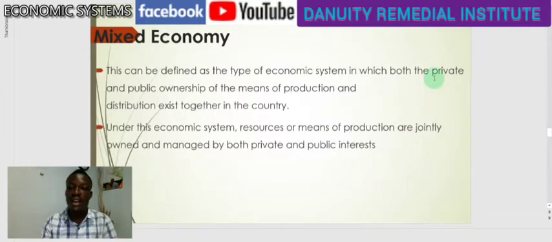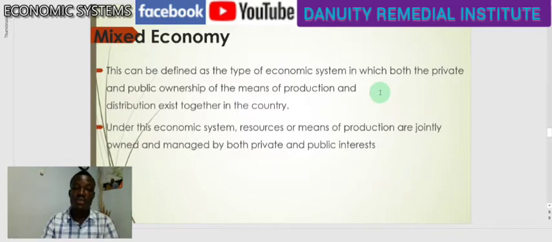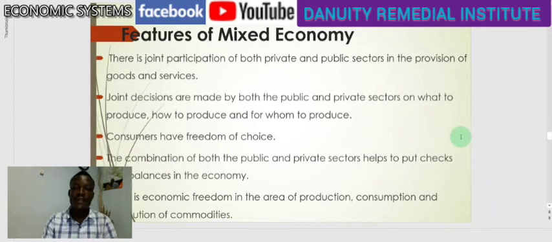So there is a need for private, then public ownership of means of production jointly. There is both private individuals owning resources and then the state also owning resources in the same country. Under this economic system, resources of means of production are jointly owned and managed by both private and then public interests. There is a joint or a mixed combination of the two systems that we made mention of from the beginning. Now, what are some of the features of this?